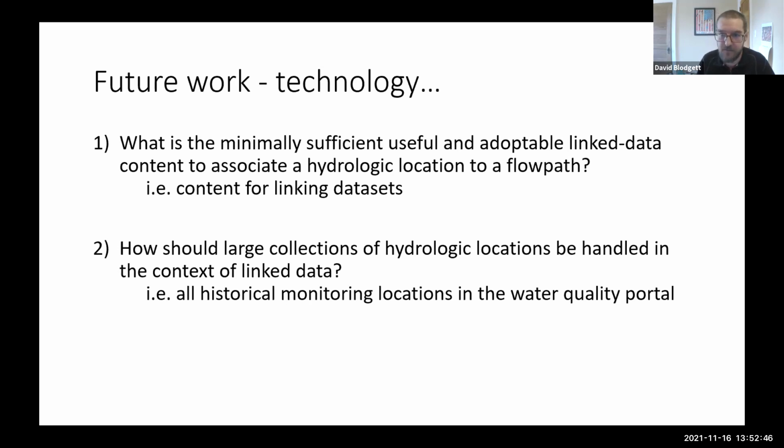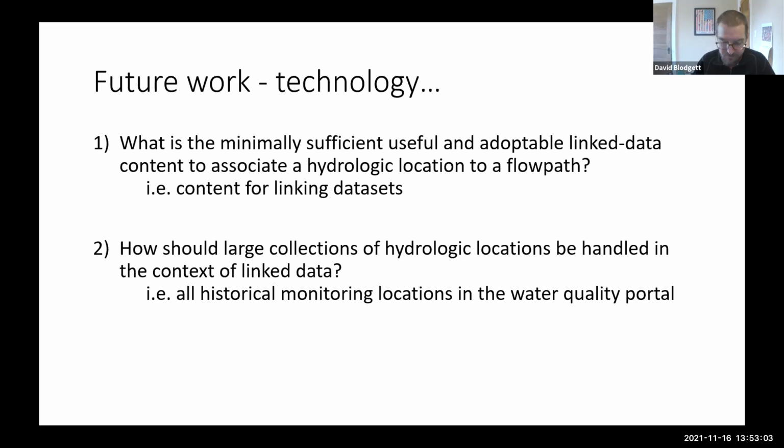Some of it's useful, some of it's reasonable to put out in terms of adoptability of these approaches. What does that look like? How do we formalize that and specify that content for linking these data sets together? There's work going on in the Internet of Water space on that right now, but it's far from a solved problem. There's a lot of work to do in that space.